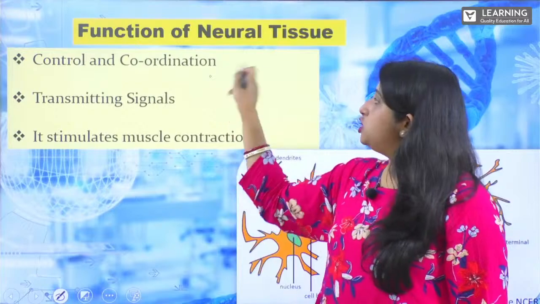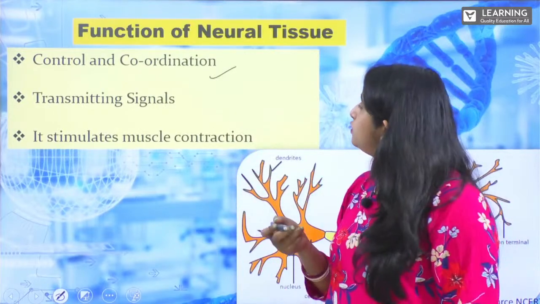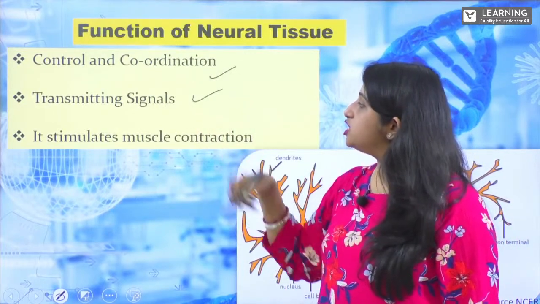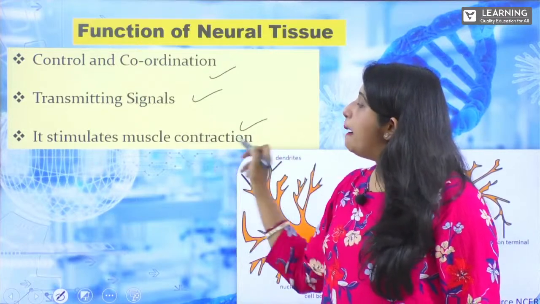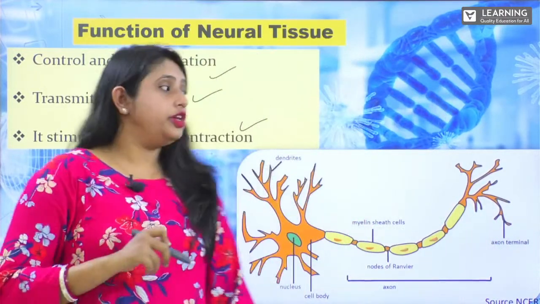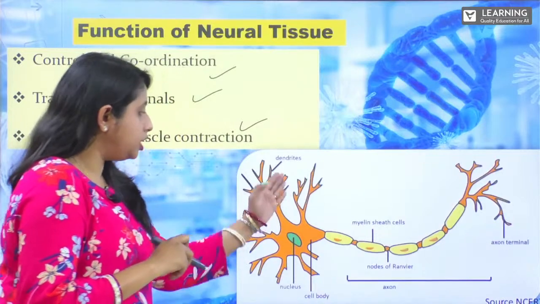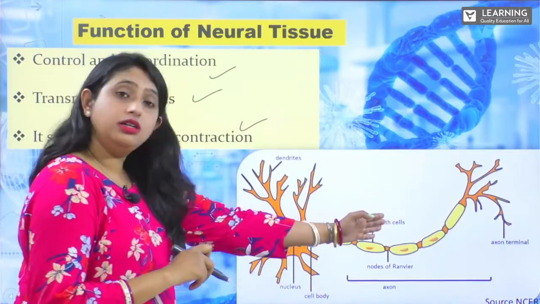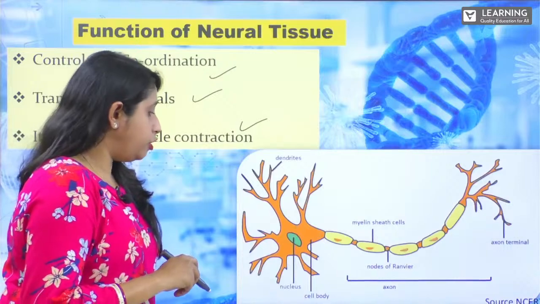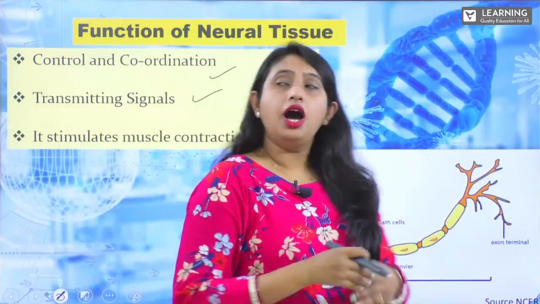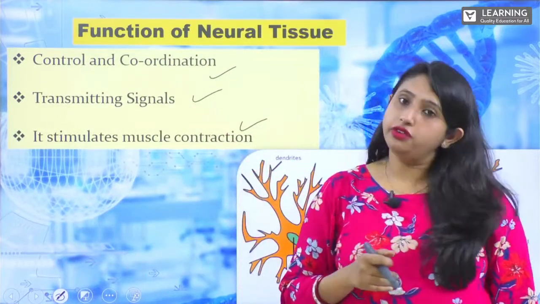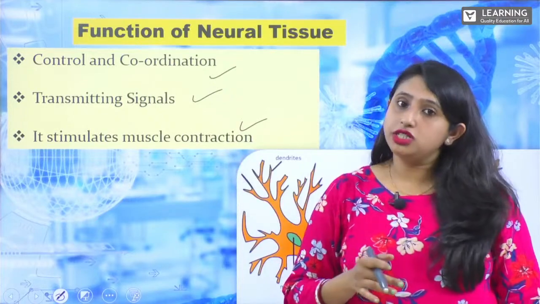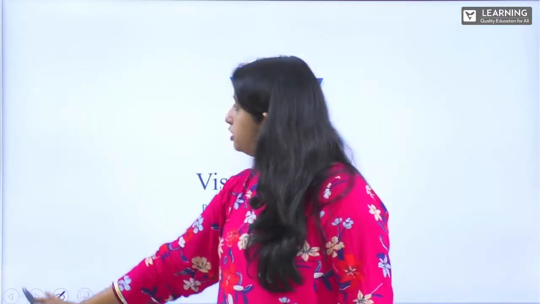Yes. And the function you already know. The function of nervous tissue is control and coordination, transmitting signals, and stimulating muscle contraction. This is the diagram of the neuron, so you can draw it and write down the function of neural tissue. So this is all about it. I hope you have understood the nervous tissue.